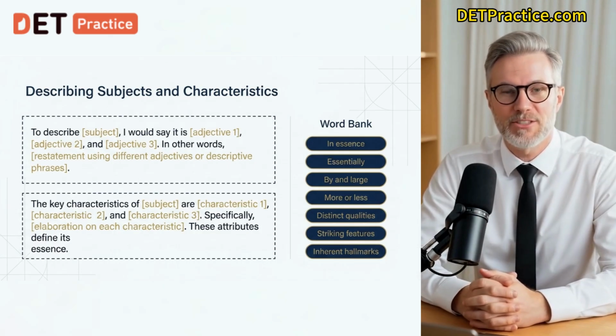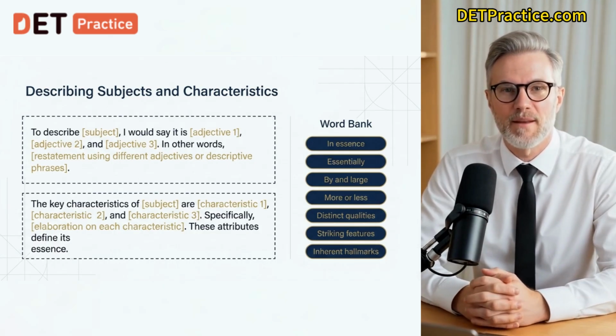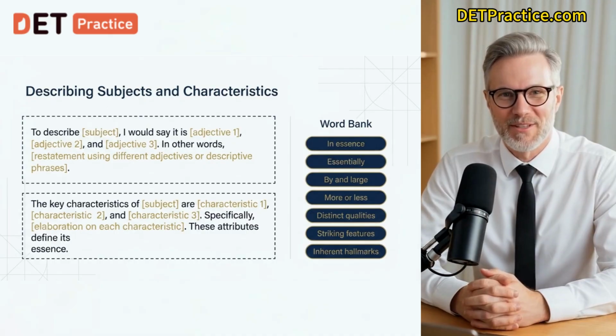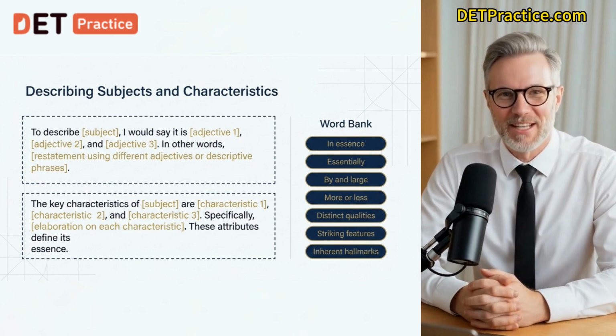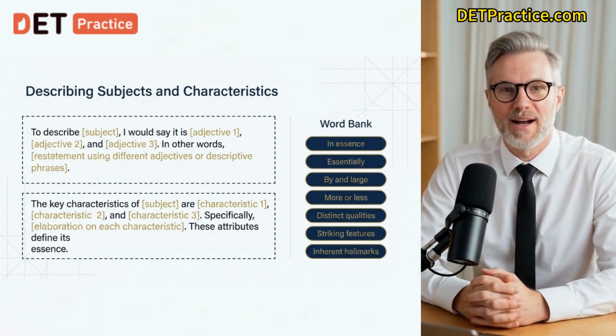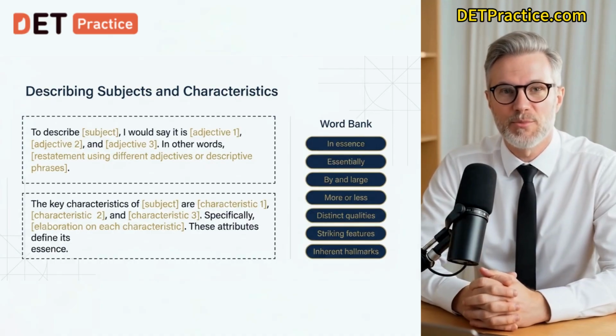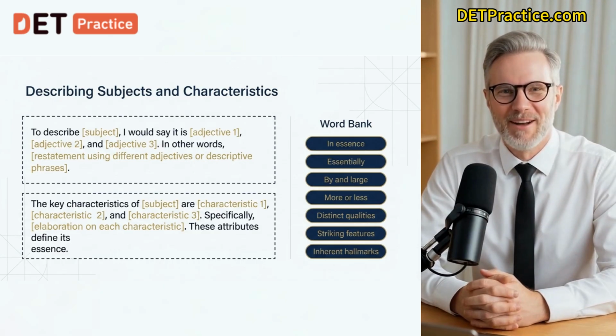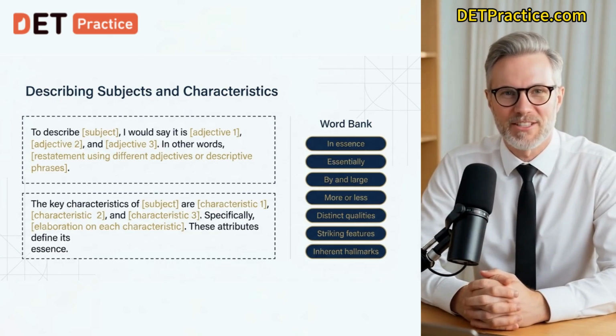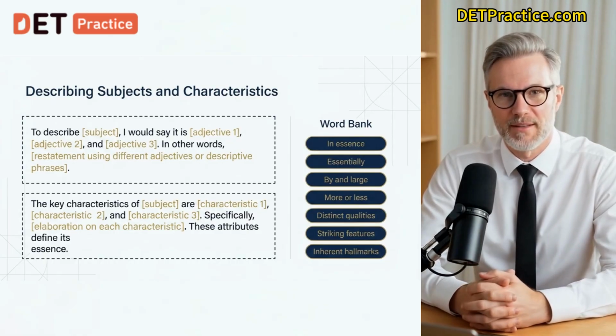Template 2. Explaining key characteristics. Another useful structure is the key characteristics of subject are characteristic 1, characteristic 2, and characteristic 3. Specifically, explain each characteristic in detail. These attributes define its essence. Useful expressions include distinct qualities, striking features, and inherent hallmarks. This template is useful when you need to explain the main features or qualities of something.